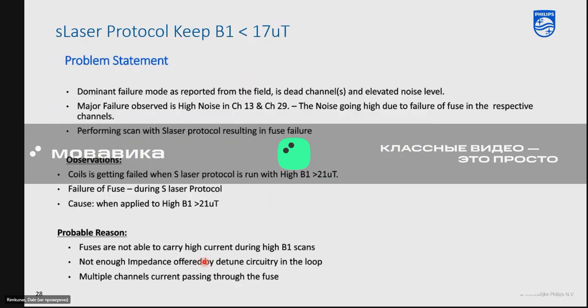Speaking of the 32-channel head coil, we've had newsletters go out about the failure in the S-laser protocol use. That's a high RF energy scan. It was so high that it would blow the fuse in two of the channels of the head coil. These two channels were on the back of the head, which means it's lying up against the patient support. Inside the patient support, we've got cables with big RF baluns, and that was channeling some of that energy into the coil, causing these fuses to burn out on these two channels.